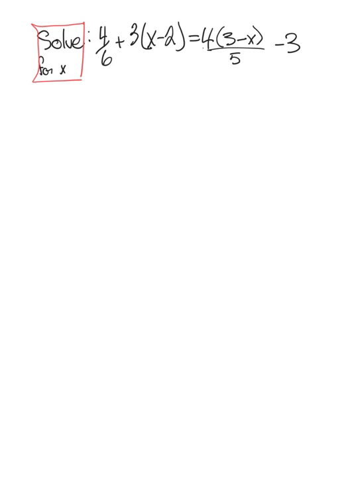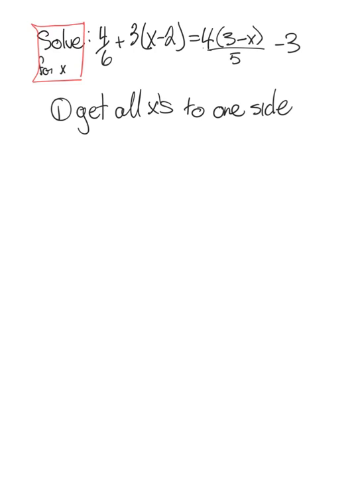So on this question, we are going to go over how to solve for x. And really there's just two main steps that you need to follow. The first is to get all x's to one side. And the second step is to get all numbers to the other side.